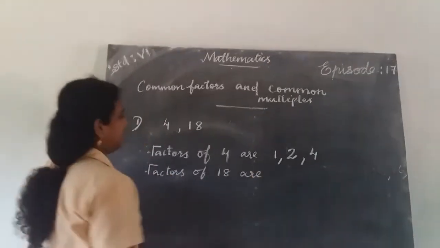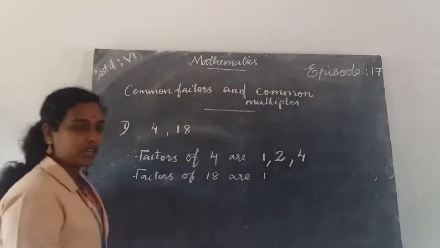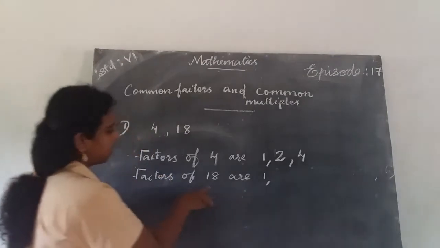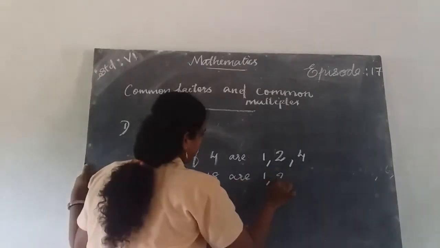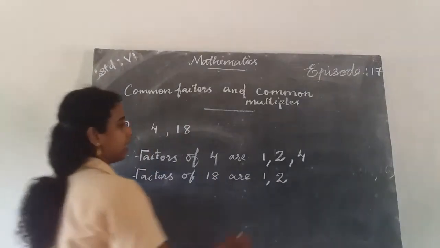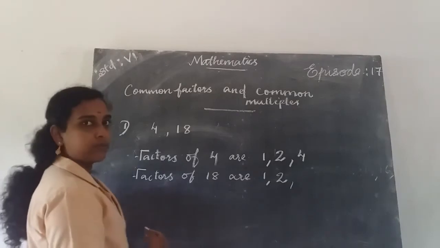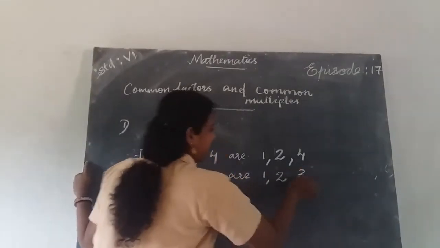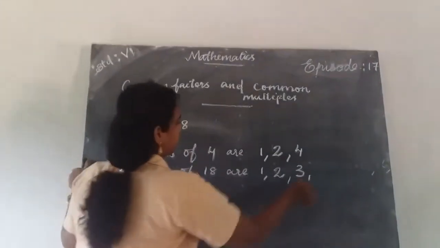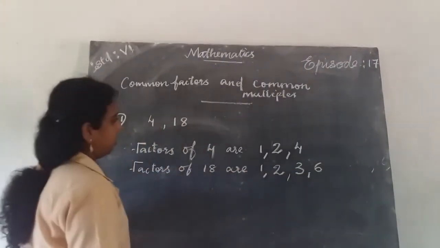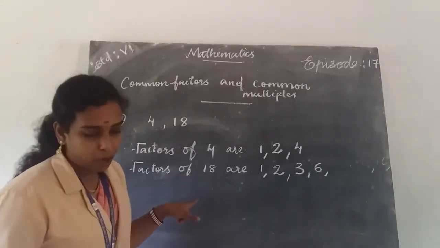Factors of 18. 18 comes under the table of 1. So 1 is a factor of 18. Then 18 is an even number, so it comes under the table of 2. So 2 is a factor of 18. Then 3. 18 comes under the table of 3. So 3 is a factor of 18. Then it comes under the table of 6. 6 is a factor of 18. Then 18 comes under the table of 9.